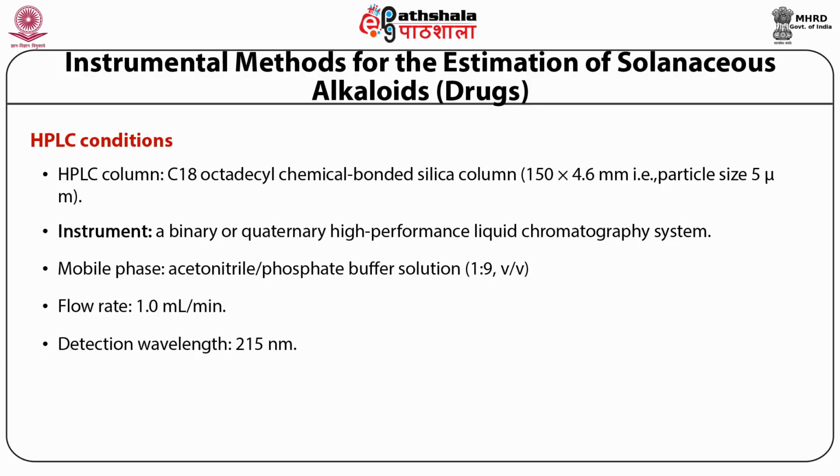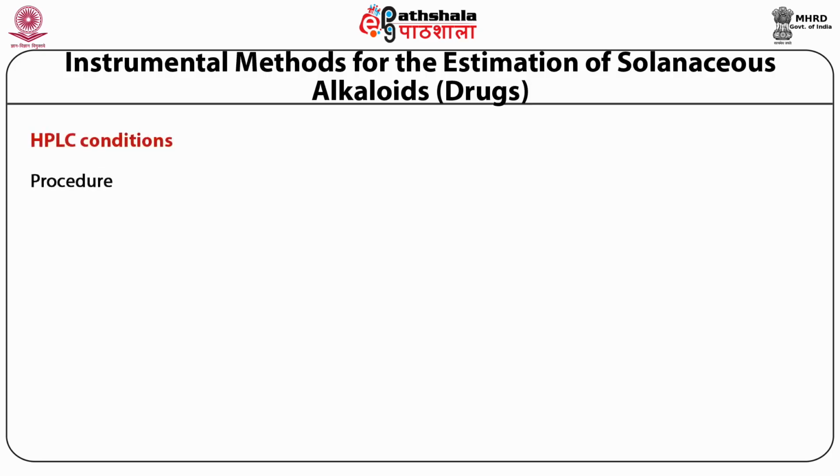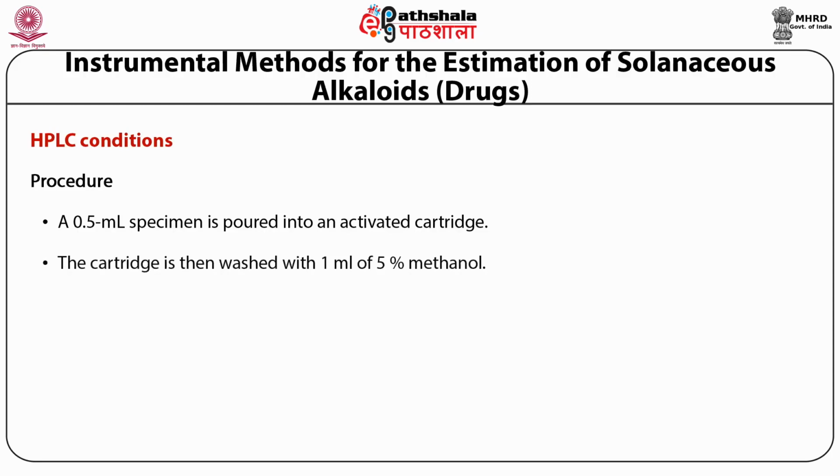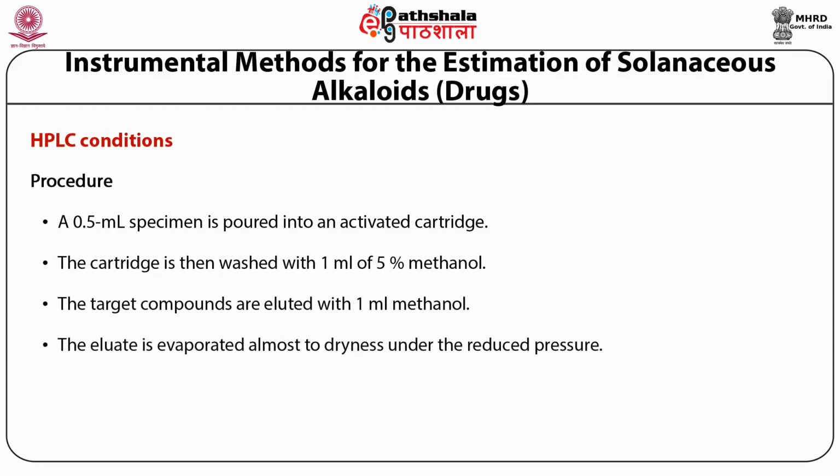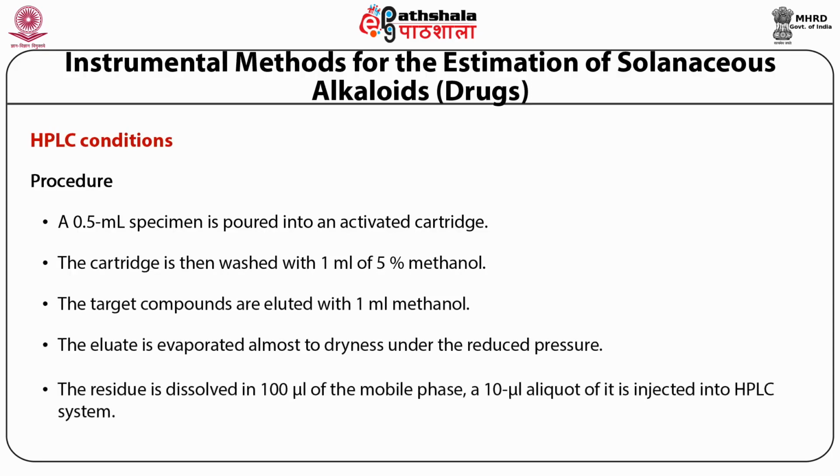Next, the procedure goes like this. The specimen is poured into an activated cartridge for preliminary cleanup. The cartridge is washed with 5% methanol. The target compounds are eluted. The eluate is then evaporated to dryness. The residue is then dissolved in mobile phase, and aliquots are injected onto the HPLC system. This is followed by UV or PDA detection of these samples.